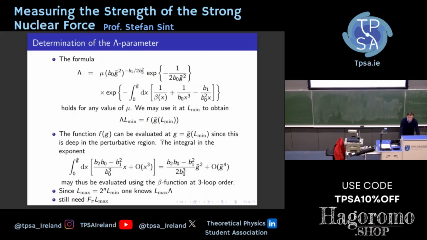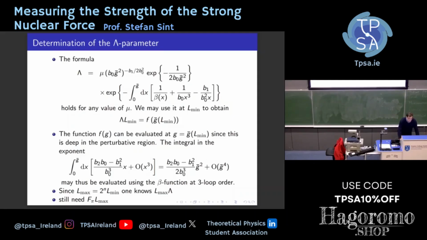And the mistake that you make, if you evaluate this integral in perturbation theory, you see that if you know the 3-loop beta function, b2 is a 3-loop term in the beta function, then you get this integral to order g squared, and then the error is order g to the 4th. And if the coupling is small enough, then you can maybe neglect g to the 4th. Yeah, and this appears in the exponent here.